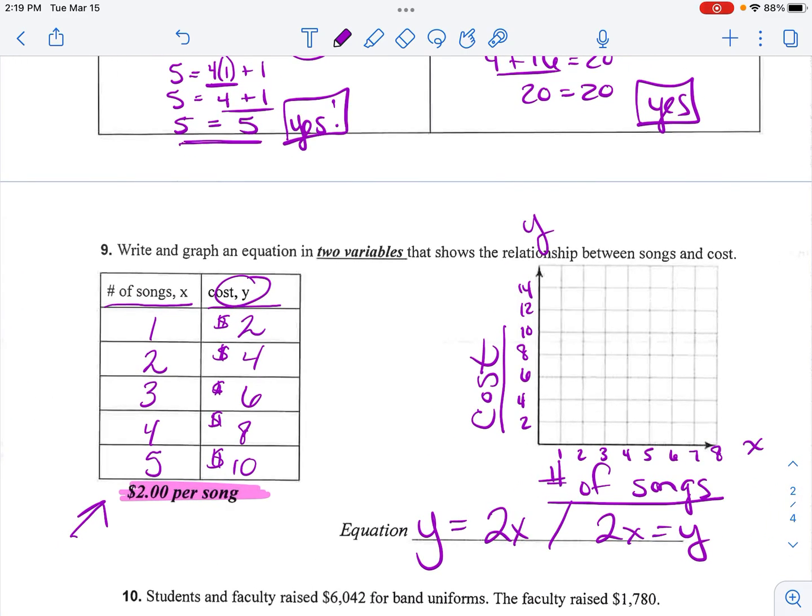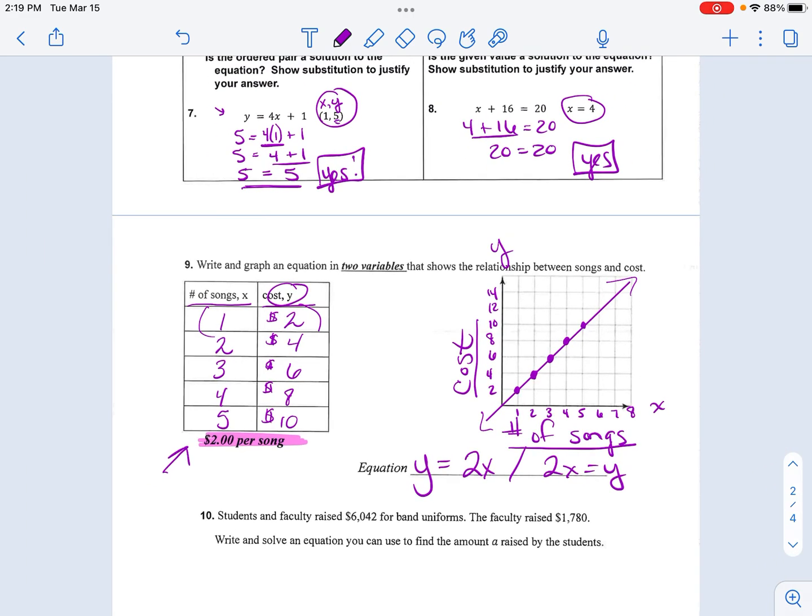And then we're going to plot our ordered pairs. For 1 song, $2. 2 songs, $4. 3 songs, $6. 4 songs, $8. 5 songs, $10. And it should form a straight line because it's going up $2 per song.